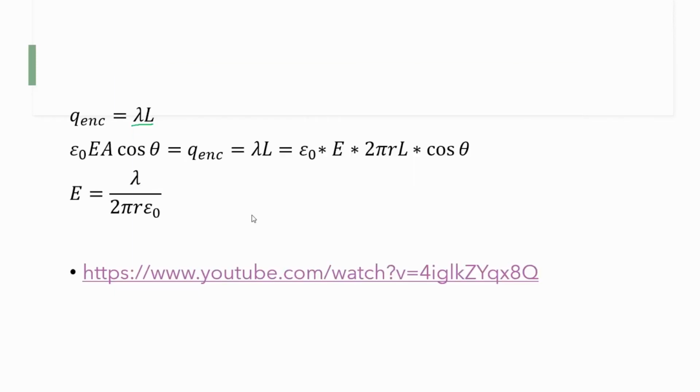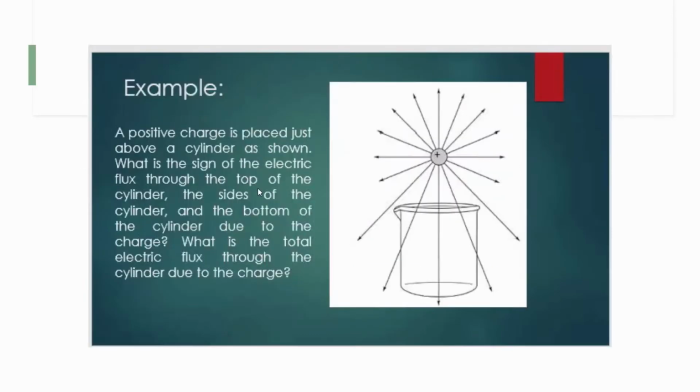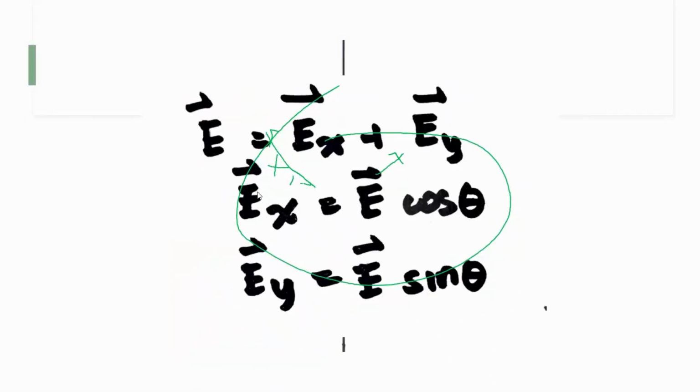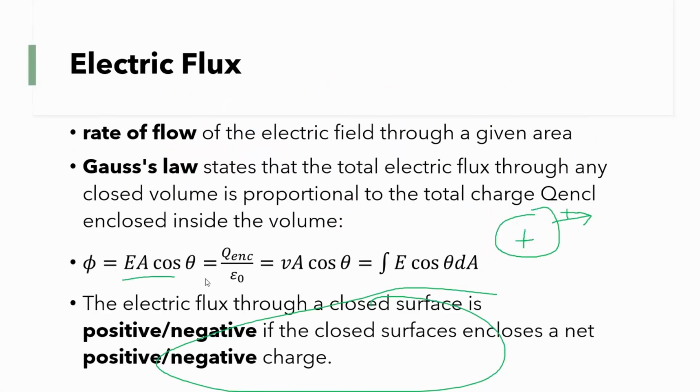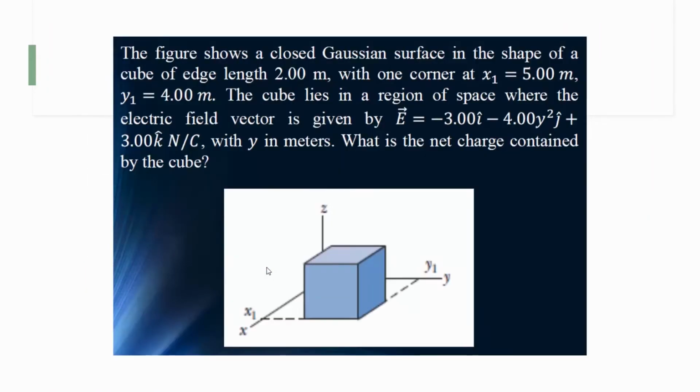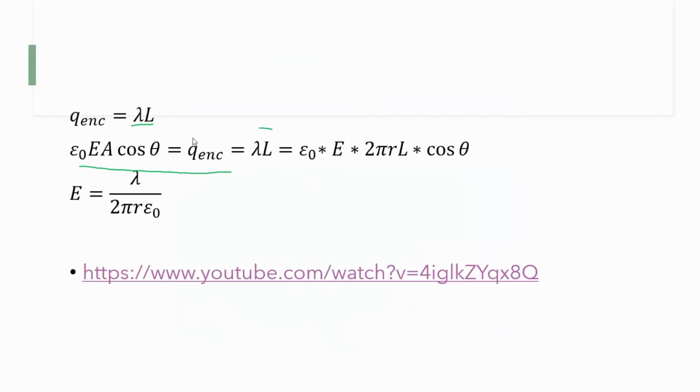Para makuha yung charge, kukunin mo yung density times the length. Then, babanta naman tayo sa formula using Gauss' law. Epsilon sub 0 EA cosine theta equals Q enclosed. Hinahanap yung Q enclosed. So, kumuha ako ng formula for Q enclosed based dun sa formula sheet na binigay. Ito yung formula for the Q enclosed. Useful yan. Equal yan sa lambda L.